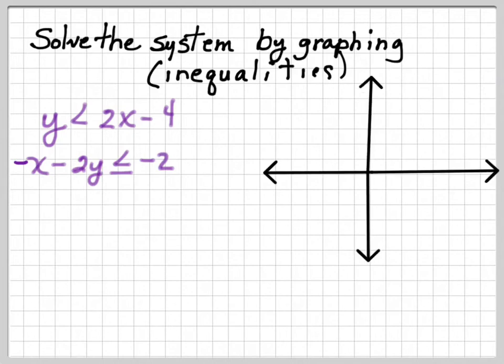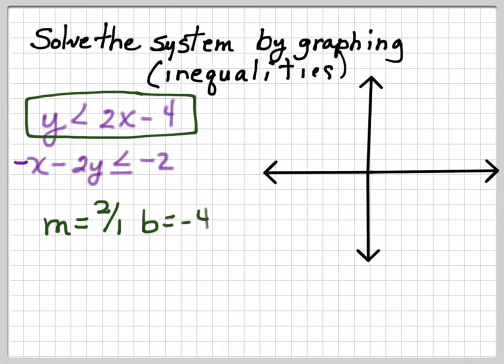Okay, so I have my graph here, and I'm going to go after my first inequality, and that's a pretty simple one because it's in slope-intercept form already. So I know that my slope is 2, and my y-intercept is negative 4. So I'm going to start with my negative 4, and go up 2 over 1, up 2 over 1, and then connect it with a dotted line because it is just a less than. All right? And as far as shading goes, because it is less than, I'm going to shade below the line.